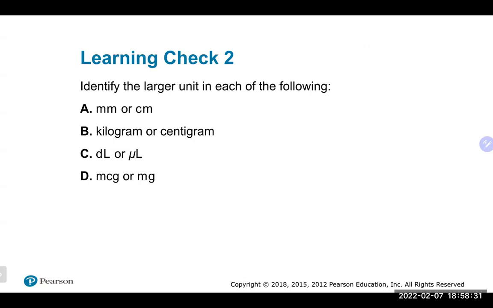All right, let's take a look. Take a second here to finish up for today. For each of these, which one is the larger unit? Millimeter, centimeter. Sounds good. Kilogram, centigram. Deciliter, microliter. Deciliter. Micro is super small. Yeah, it's really small.